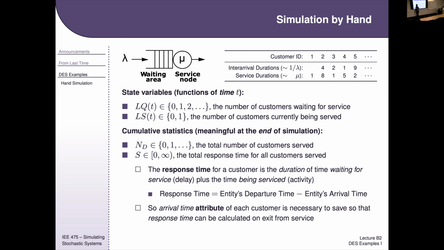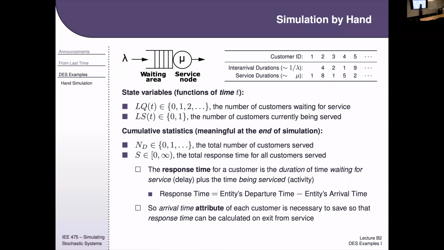And the instant they enter the system, we stamp them with that attribute, which is their arrival time. So then when customer 4 finally exits the system, we'll be able to subtract the current time minus wherever that attribute is, that arrival time. So this is kind of a key thing. In order to calculate response times, you need attributes capturing arrival times.